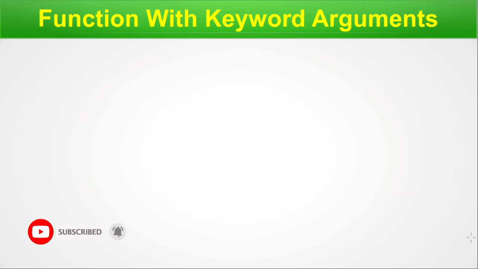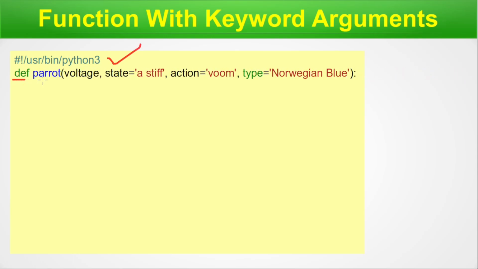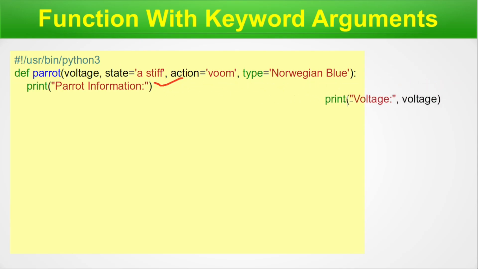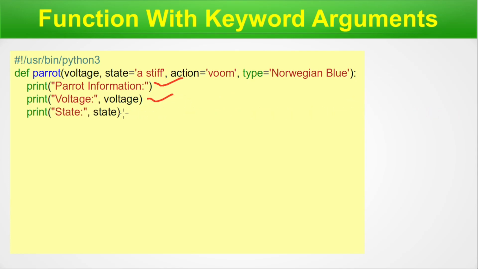Here we define the function and call it. So let us start our code. First line is the interpreter. Next we have def, then parrot, then voltage, then state, then action, then type. We have defined and explained all these in the previous slide. So we will go and start writing the code. First line is the parrot information, a print command. Next we have the print voltage. Next we print the state. Next we print the action.